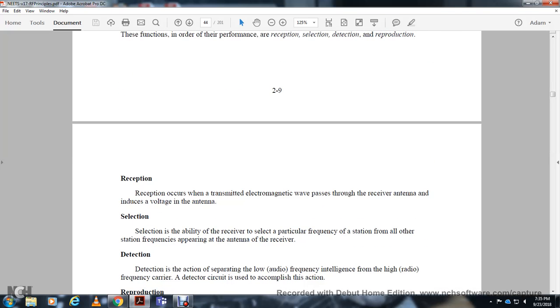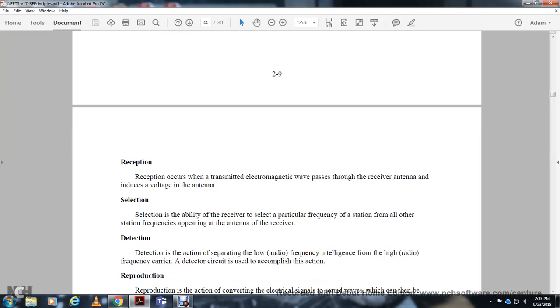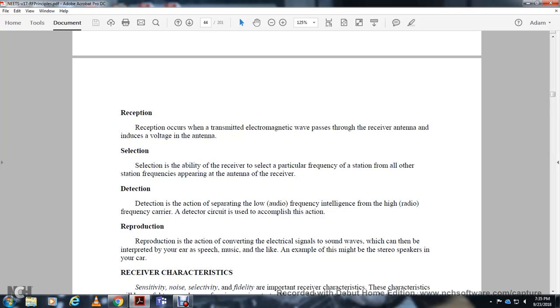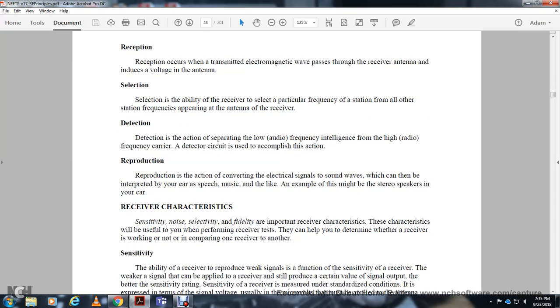Reception is the capture of the transmitter's electromagnetic waves along the path to the receiver antenna, producing voltage in the antenna. Selection is the ability to receive and select a particular station frequency while rejecting other station frequencies at the antenna receiver. Detection is the action of separating the low audio frequency intelligence from the high radio frequency carrier, and the detector circuit may accomplish this.